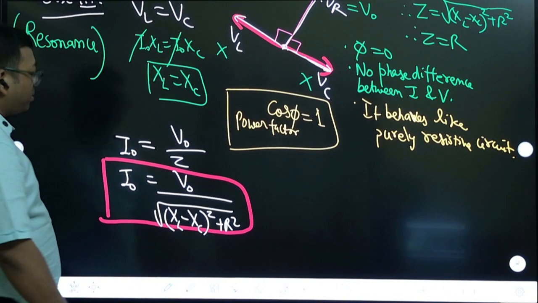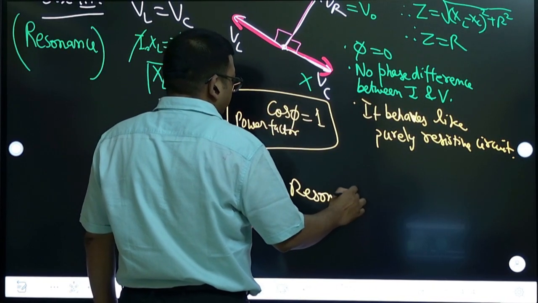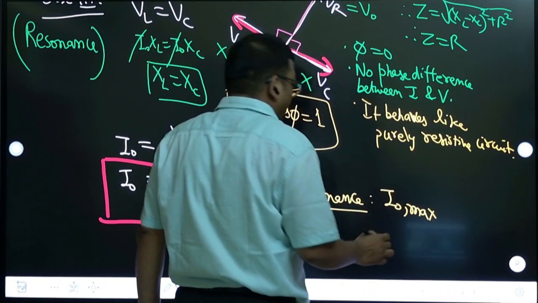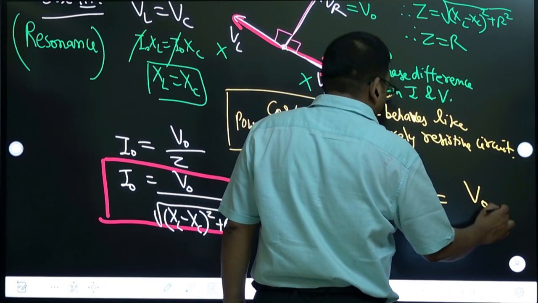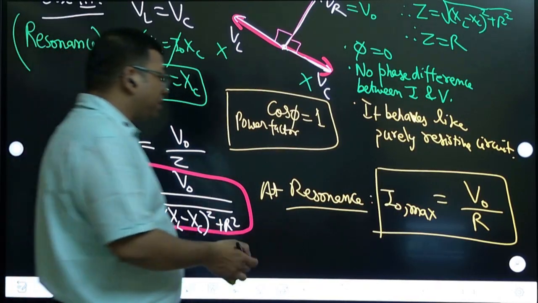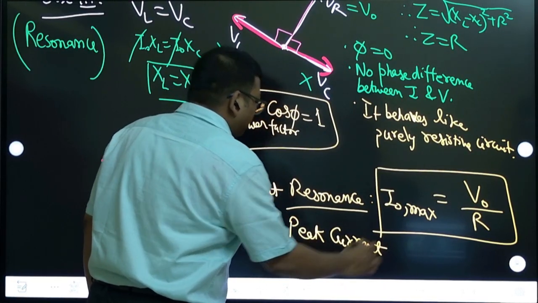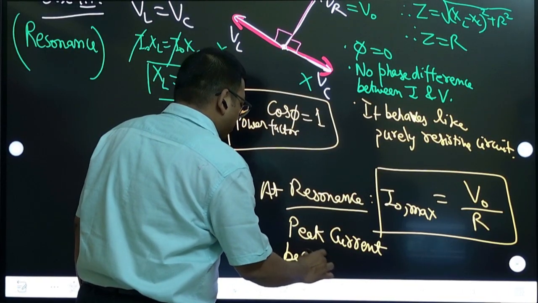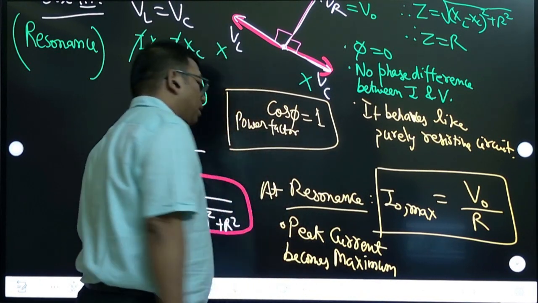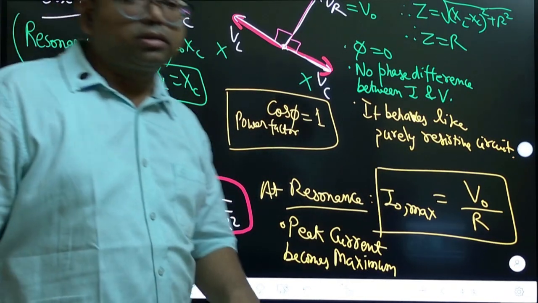Because this is minimum, at resonance I naught becomes maximum, and the maximum value of I naught is equal to V naught by R. That means the peak current becomes maximum. Note that I naught is the peak current, so the peak current becomes maximum at resonance, and a lot of questions are going to be on resonance.